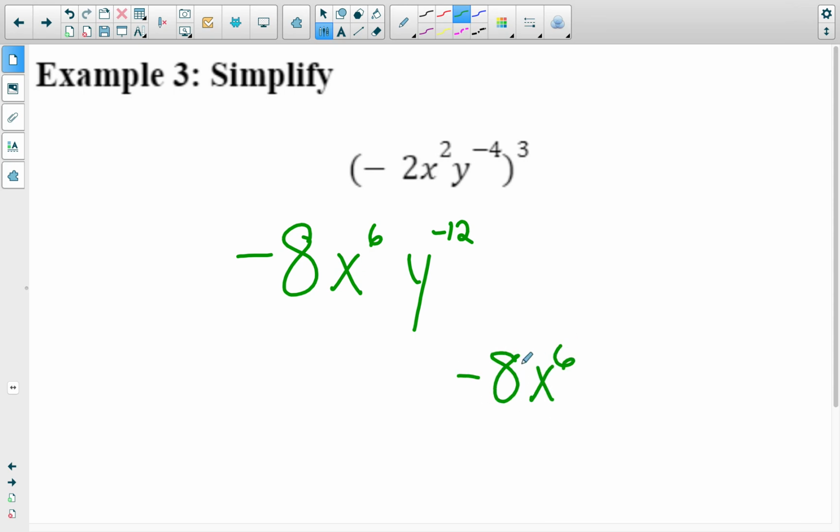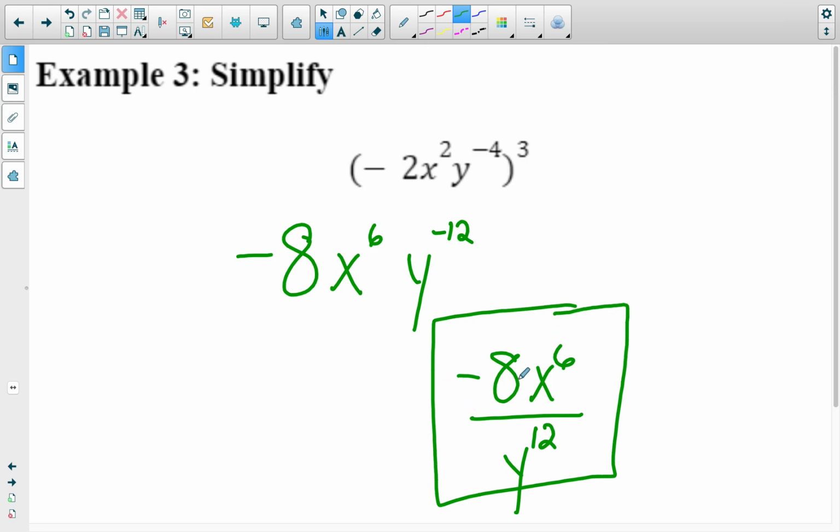Negative 8x to the sixth. That y to the negative 12th is going to go on the opposite side of the fraction bar. And then when it does, its exponent becomes positive. Negative 8x to the sixth over y to the 12th. That is all we can do.